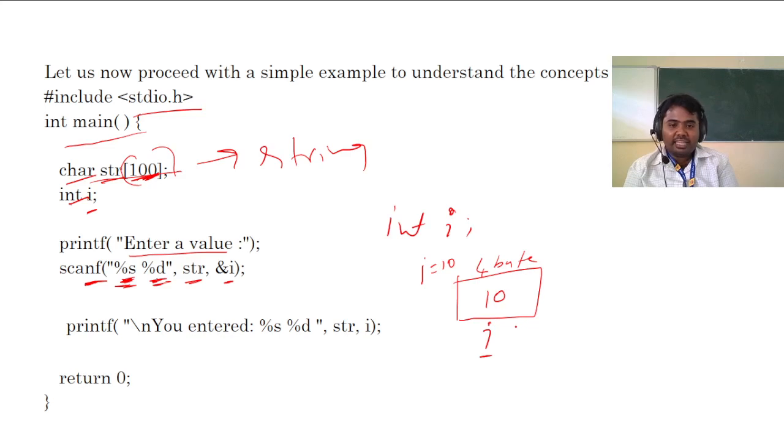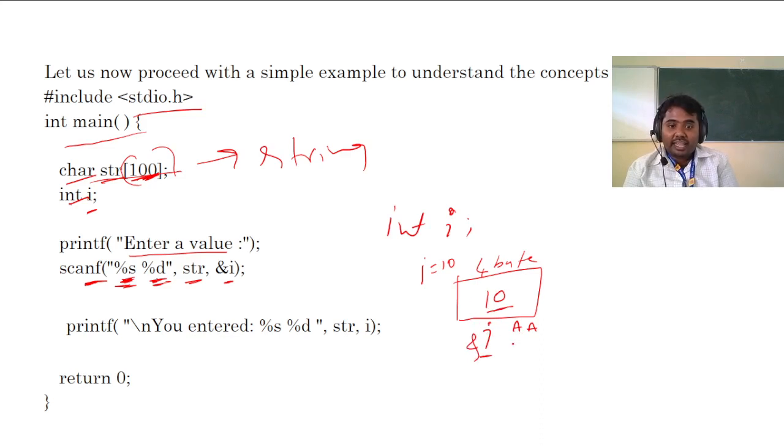Generally the address will be in hexadecimal format. Just assume that the address of this memory location is A and A. If I refer to I, it will give the value of this variable, that is 10. But if I use ampersand I, it will give the address of this memory location.